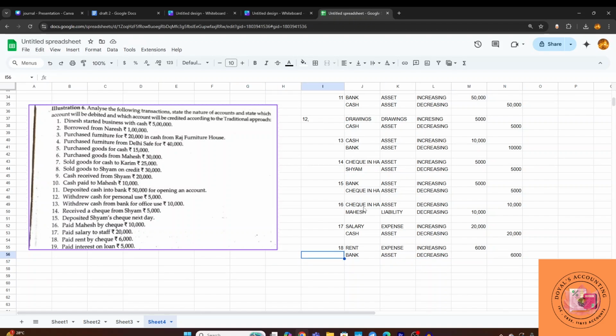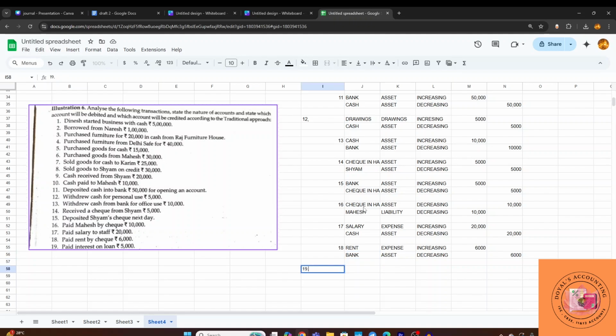Now, the same thing if I had to use the traditional rule, rent would be classified as a nominal account and asset, the bank would be classified as a real account. Debit all expenses, so 6,000 rupees is debited, and bank being a real account, we debit what comes in and credit what goes out. Now balance is going out from the bank, so bank would be credited. So even as per the traditional approach, the same entry would come.